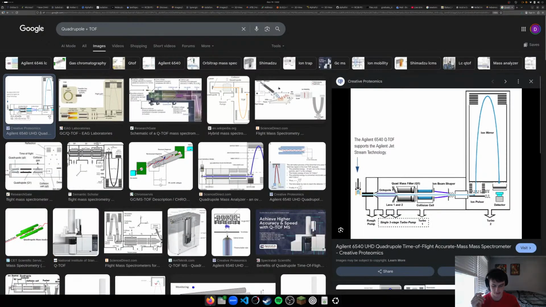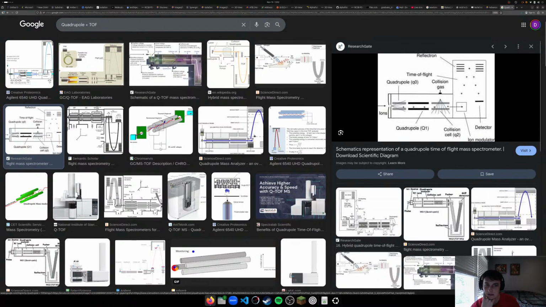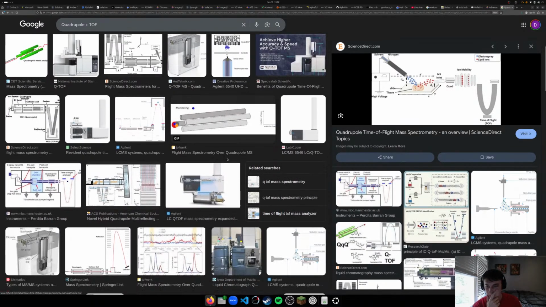I need to talk to my friend about this. She works in mass spec. This looks insane though. Oh, ion mirror? What the hell? Can you guys know what this is? Let me know.